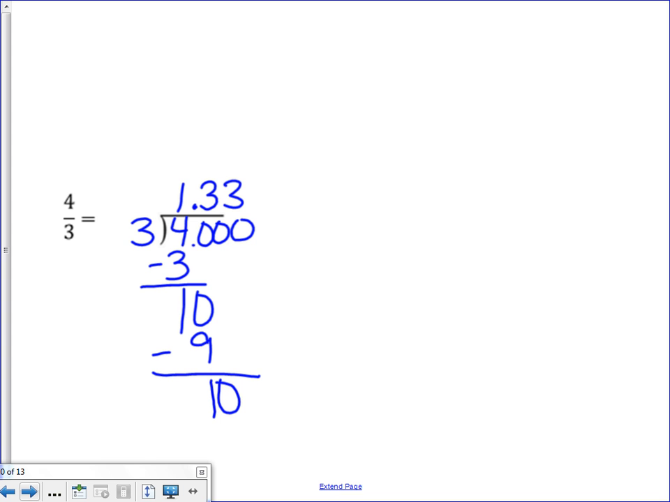Do you guys see a pattern again? So 3 times 3 is 9. 10 minus 9 is 1. We bring down a 0. 3 goes into 10 3 times. So notice we're repeating. So again here, we're going to use the repeating bar. So the answer is 1.3 repeating. And we're only going to put the repeating bar over the 3 because that's the only number that's repeating. The 1 is not repeating. Go ahead and pause the video here if you need to.